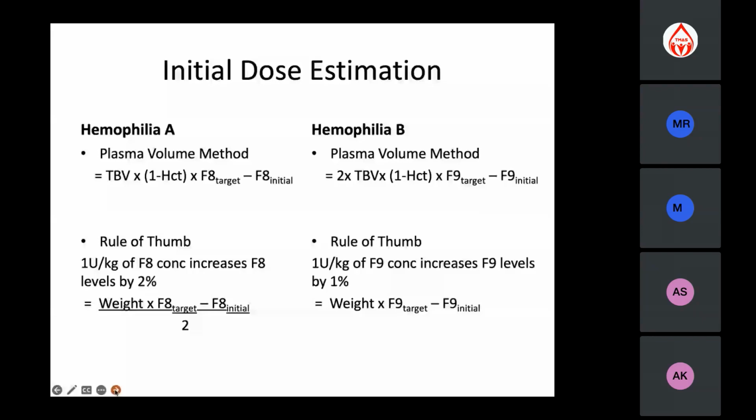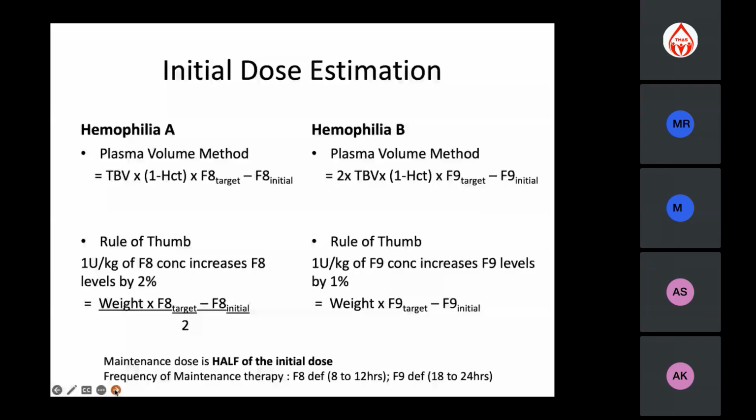So this is about the initial dose, and for the maintenance dose, half of the initial dose is given. For factor 8 deficiency, the maintenance dose is given at 8 to 12 hour frequency, and for factor 9 deficiency, it is given at 24 hour frequency because it has a much longer half-life than factor 8.